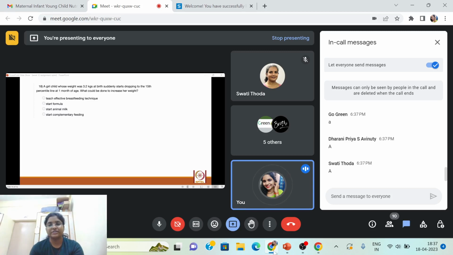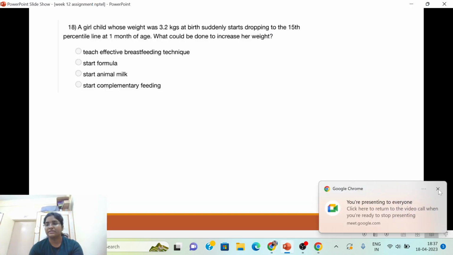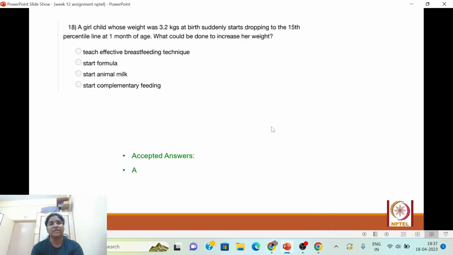A. Yes. Let's see what is the correct answer. It is A. Because the baby is only of 1 month of age, and if the weight is dropping severely after the birth, then it is definitely due to inefficient breastfeeding, and hence teaching effective breastfeeding technique would help to increase the weight of the baby.